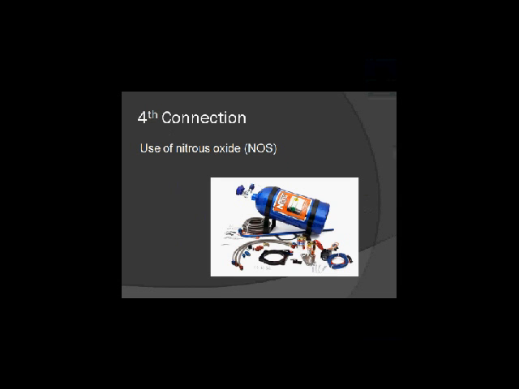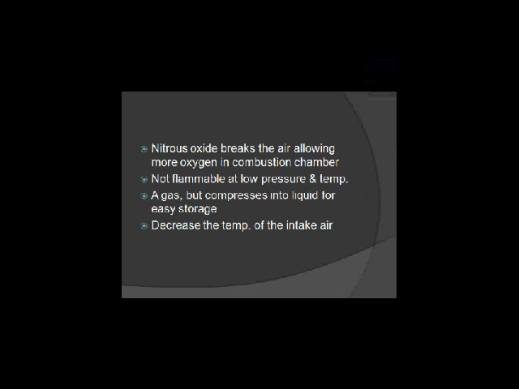The fourth connection is the use of nitrous oxide, as we know it, NOS or nitrous. The nitrous oxide breaks the air, allowing more oxygen in the combustion chamber. By doing so, it cools down the air that's going into the combustion chamber to lower the temperature of the engine. Nitrous oxide is not flammable at lower temperature or pressure. It is actually a gas, but because it's so compressed, it's a liquid for easy storage.